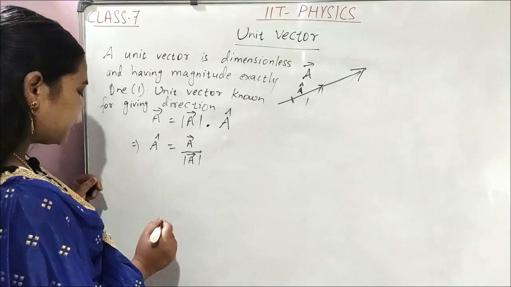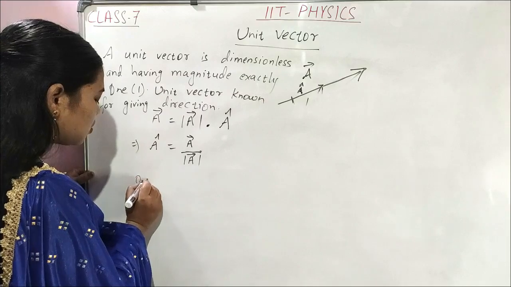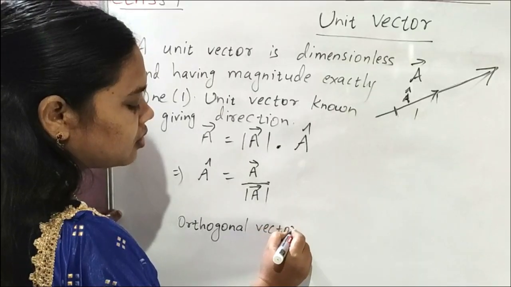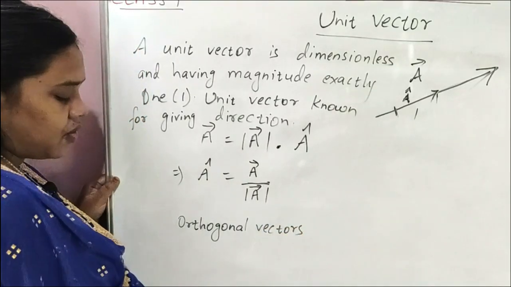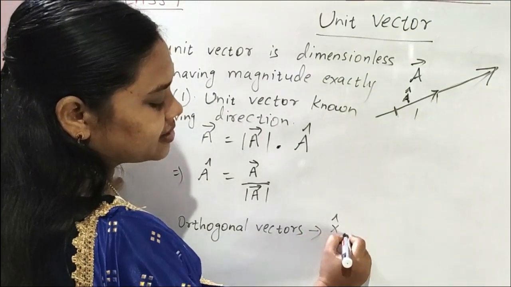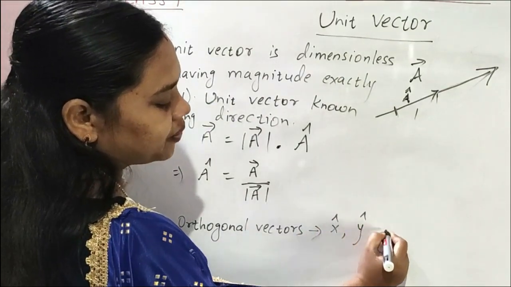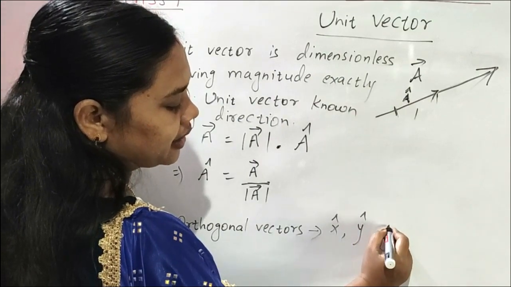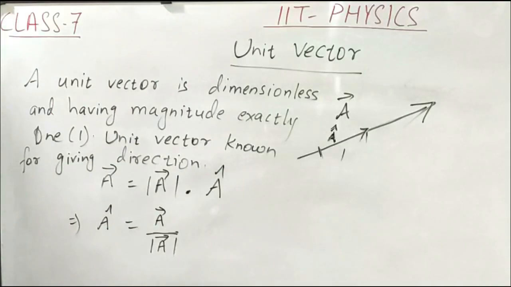Before going further, there are orthogonal vectors. What are orthogonal vectors? x cap, y cap and k cap. So children, note down this.